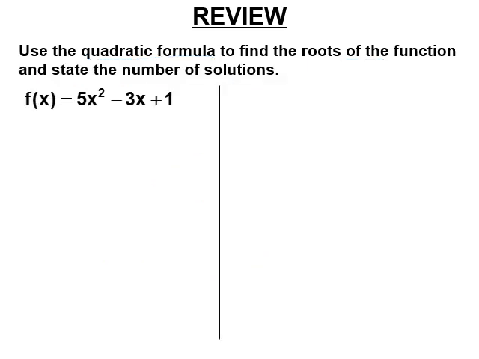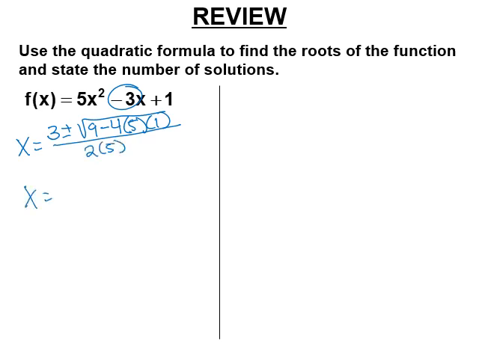Let's do that again. Negative b, so 3 here, because it's already negative, plus or minus the square root of b squared, 9, minus 4. a is 5, c is 1, all over 2 times 5. So we get x equals 3 plus or minus the square root of 9 minus 20. Uh-oh. 9 minus 20 is a negative number.